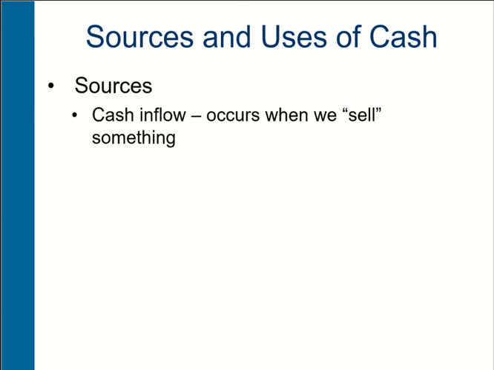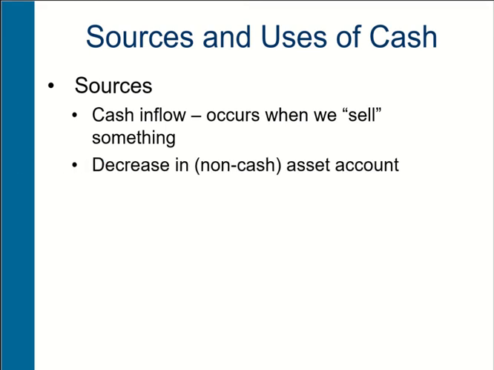So when we think about common sources of cash, one of the first things that might come to mind is that we generate cash when we sell something. And this, in fact, is the primary goal of most businesses, to either sell a good or a service. Now, when we sell something, that's often associated with a decrease to a non-cash asset account. So for instance, if we were to sell inventory, which is a non-cash asset, the inventory account would decrease, and that would be a source of cash. So in general, we might say that a decrease in a non-cash asset account is a source of cash.